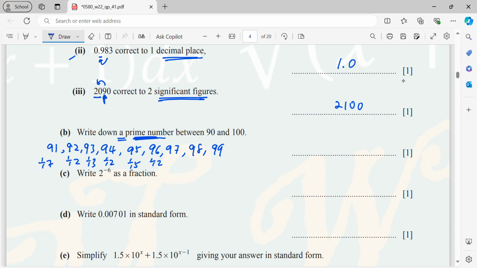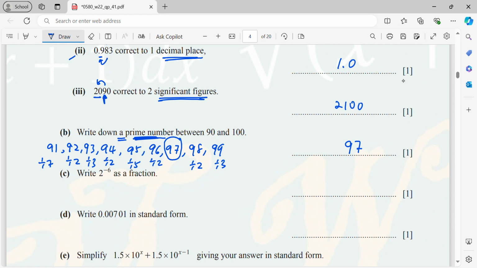Okay, and then now here, 97, right? 97 is only divided by itself. Therefore, here is 97. 98, since it is an even number, it can be divided by 2. 99 can be divided by 3 because it has a factor of 3 as well. Therefore, the answer is just 97.